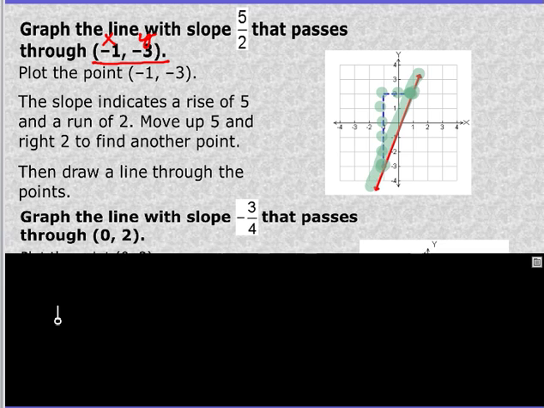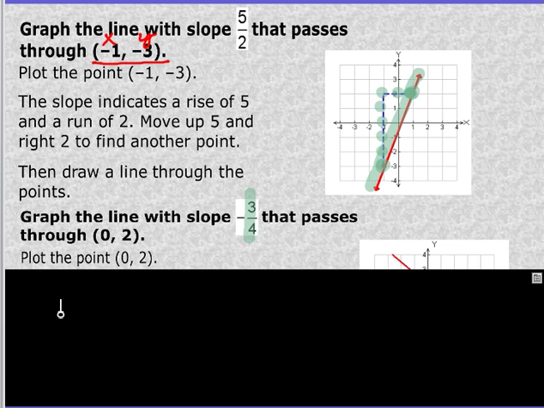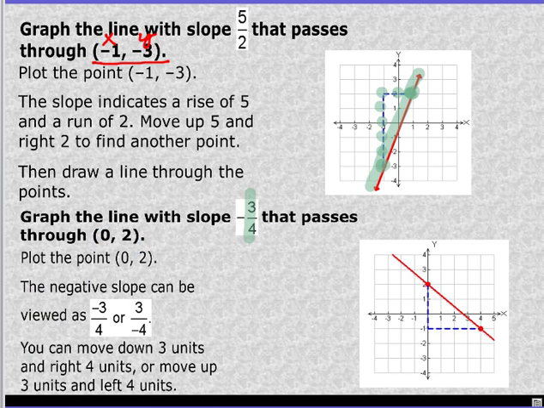This is similar, but notice we have a negative slope. And I can tell you how I deal with negative slope, but you can choose to do it differently. So again, we're going to plot the point 0, 2. The line goes through that point. So 0, 2 is right here.